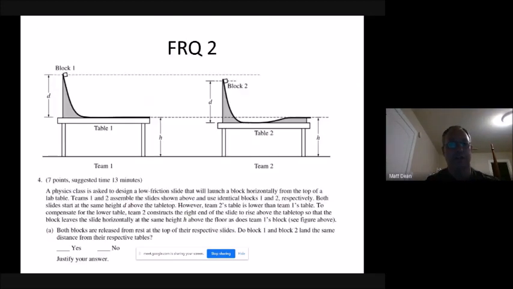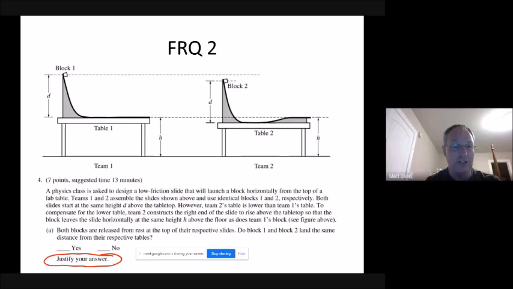Here's the second question. I want everybody to take a couple of minutes, read through it, look at the diagram, and go ahead and answer part A. Pay specific attention to justify your answer. Explain why you think your answer is your answer. That's what justify means. So take just a minute, look at the picture, read the prompt, and answer part A, just yes or no, and then give me a justification. Just sketch that out on your sheet of paper.